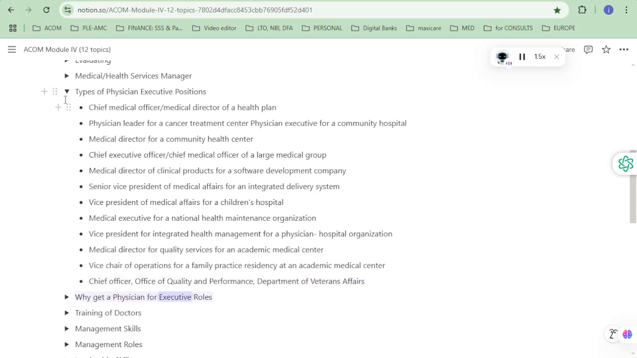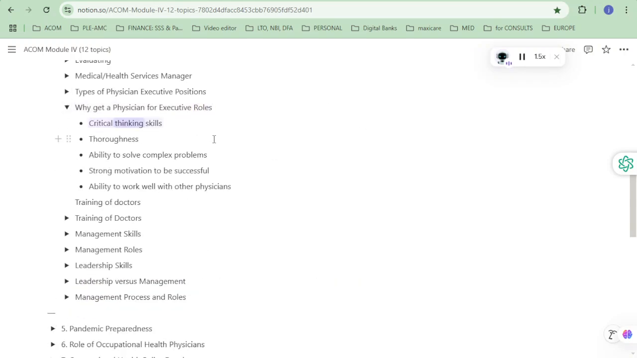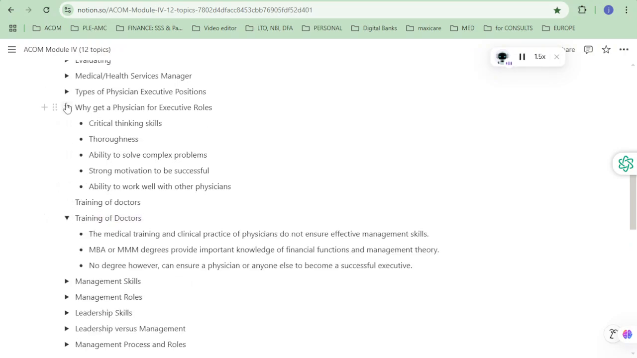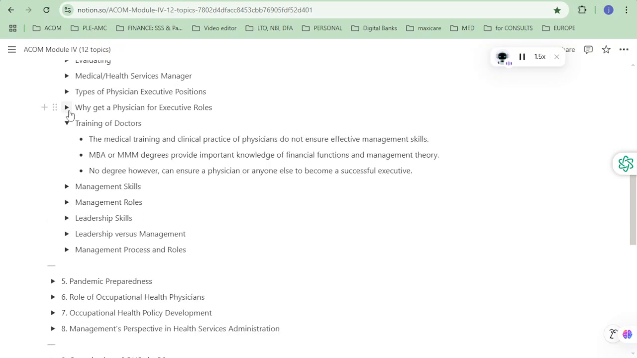Why get a physician for executive roles? Critical thinking skills. Thoroughness. Ability to solve complex problems. Strong motivation to be successful. Ability to work well with other physicians. Training of doctors: the medical training and clinical practice of physicians do not ensure effective management skills. MBA or MMM degrees provide important knowledge of financial functions and management theory. No degree, however, can ensure a physician or anyone else to become a successful executive.